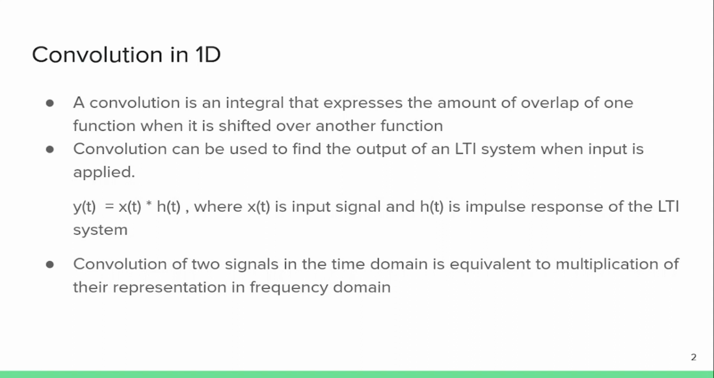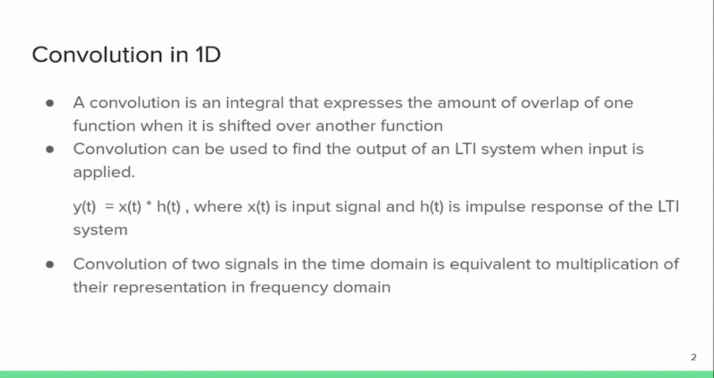What is convolution? Convolution is an integral that expresses the amount of overlap of one function when it is shifted over another function. Where do we use convolution? Convolution can be used to find the output of an LTI system when an input is applied. Nothing but y of t is equal to x of t convolution with h of t, where x of t is the input signal and h of t is the impulse response of the LTI system.